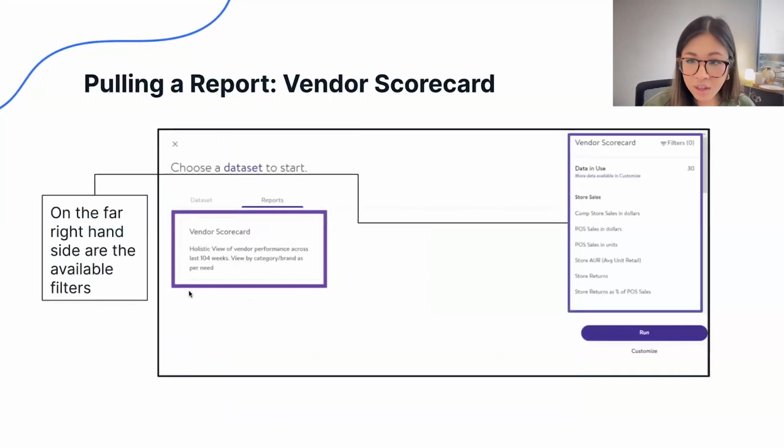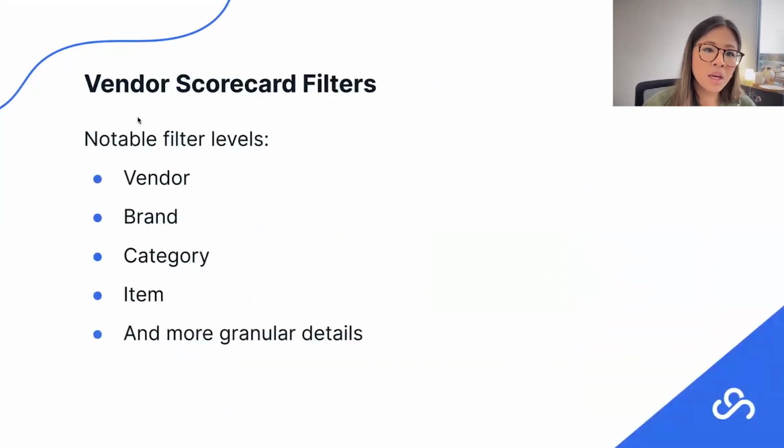After you've selected that, you're going to have filters that you're able to utilize. It's going to show you all of the different data that it will show, and then you can filter it as you need to. A couple of filter levels are available today. They may add more later on, but obviously you can filter at the vendor level, brand level, category level, item level, and even more granular details.